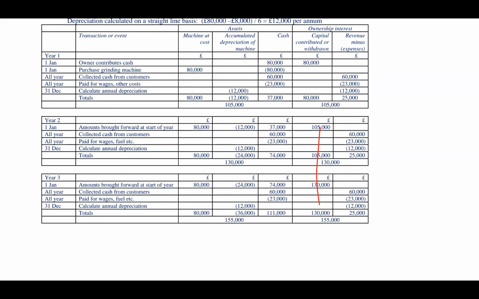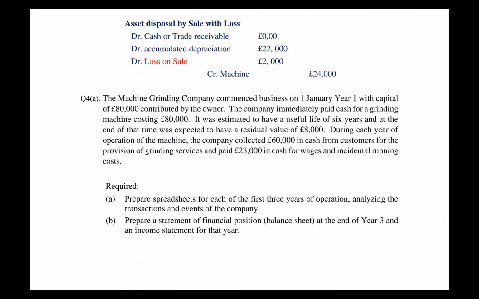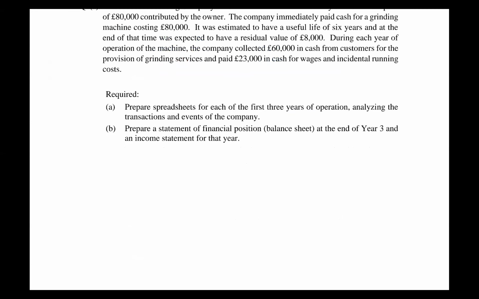Now let's go to the next part of the question. They said we needed also to prepare the what? The balance sheet. That's what the question said. Question B: prepare a statement of financial position, the balance sheet, at the year ended the third year, and an income statement. So you need two: an income statement and a balance sheet.